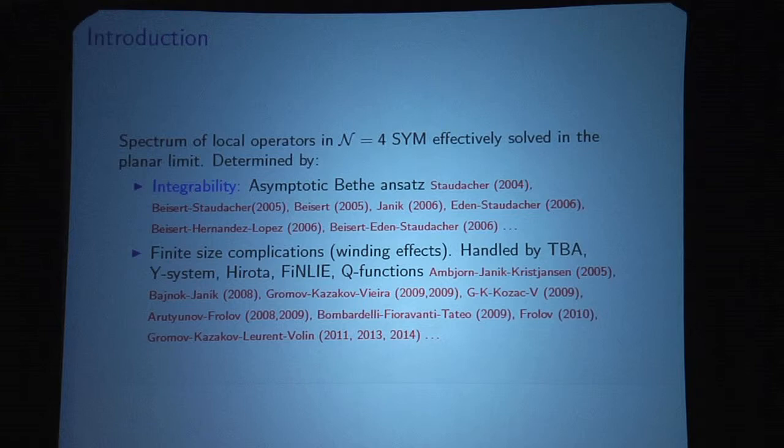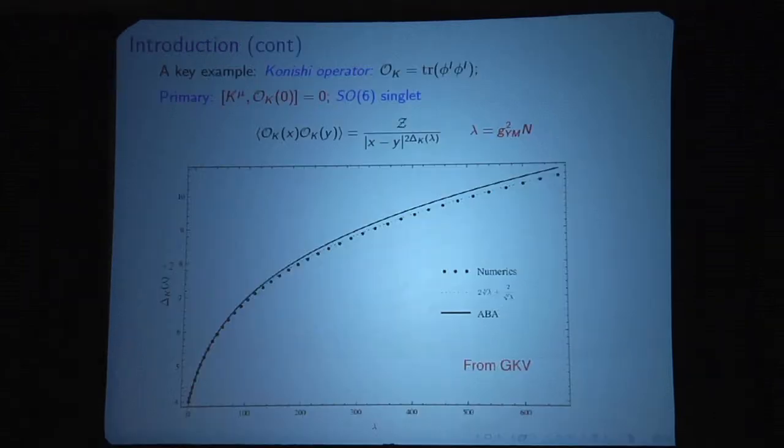A particularly nice operator to look at is the Konishi operator. The Konishi operator is just the trace of the squares of the scalars, trace of phi_I squared. The phi_I's are the scalar parts of the gauge multiplet in N=4. This operator is primary, meaning it's annihilated by special conformal transformations at the origin, and it's an R-symmetry singlet, an SO(6) singlet. So the two-point function of two Konishi operators will have this form, which depends on the dimension of this operator, delta_K. And delta_K, in the planar limit, can only depend on the 't Hooft coupling lambda.